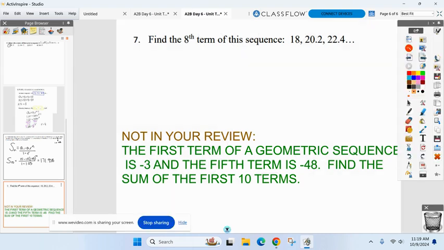Number 7. Go back to number 7. I'm just bouncing around here. Eighth term. Got to know what we're working in. Got to know if this is arithmetic or geometric. Owen, this is arithmetic. Yep.